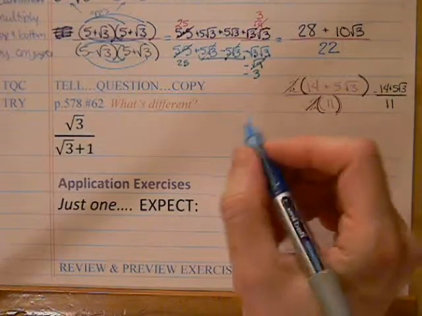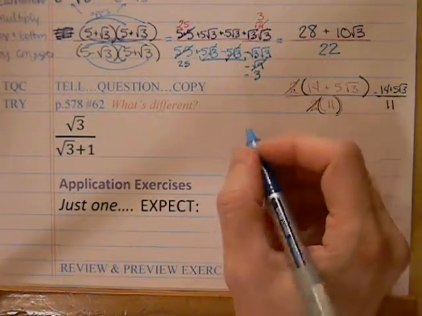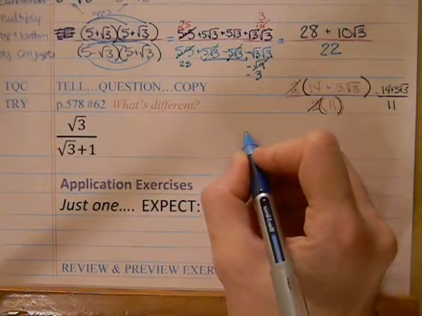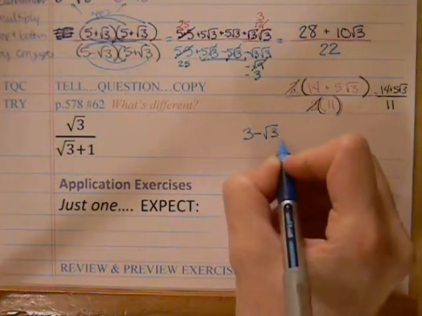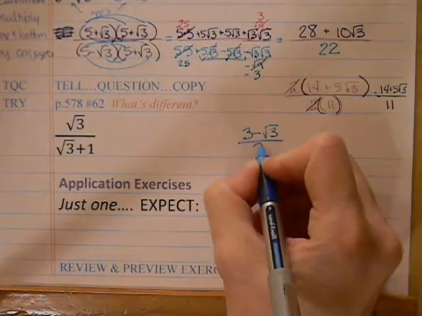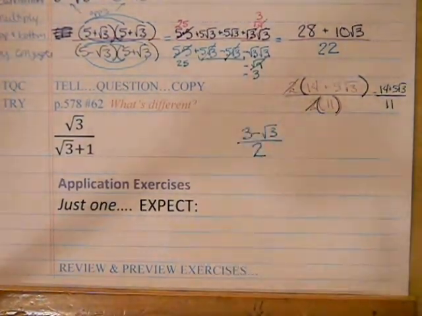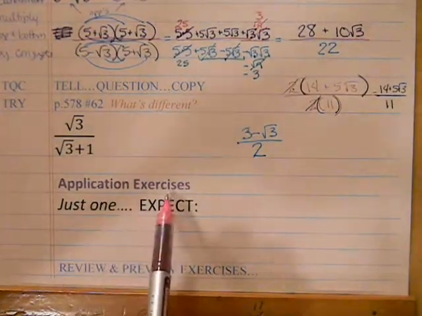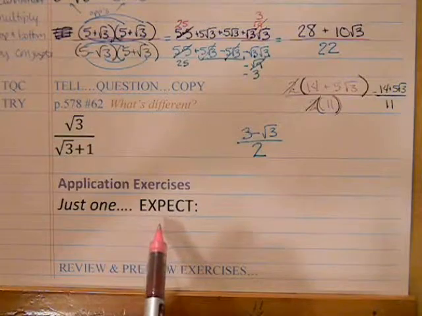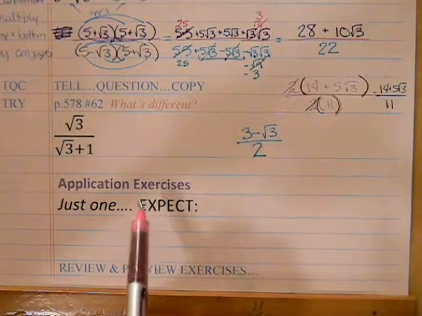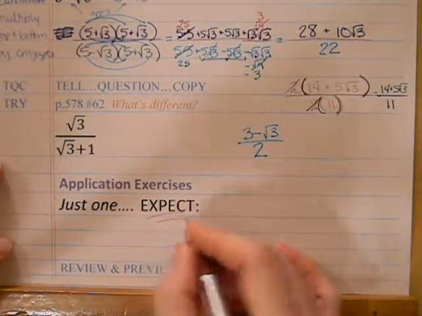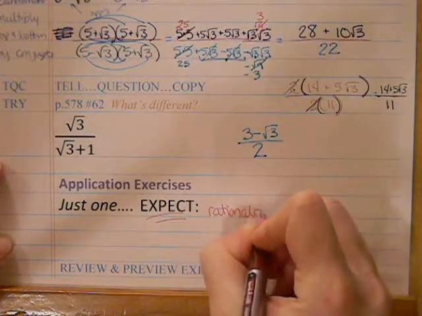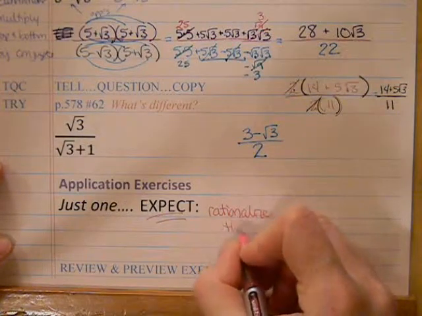Okay, and your final result here for number 62, once it's all rationalized and simplified, is going to be 3 minus radical 3 in the numerator, the whole thing over 2. And again, I've just assigned one of the application exercises for this section. Because we're in the section on rationalizing the denominator, you can expect that that's what you're going to do as a part of that application exercise. You're going to be rationalizing the denominator.